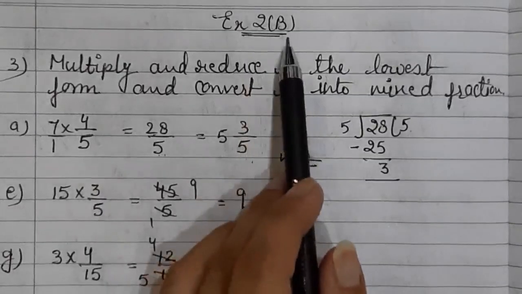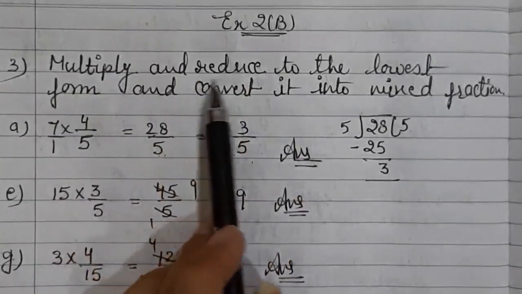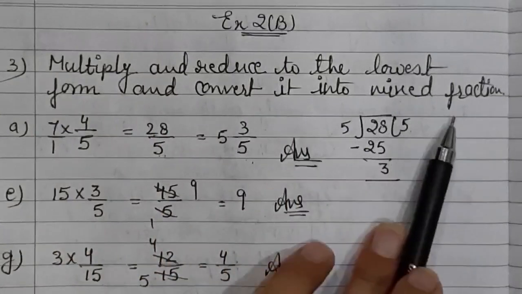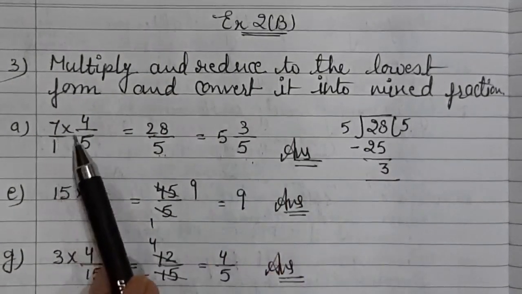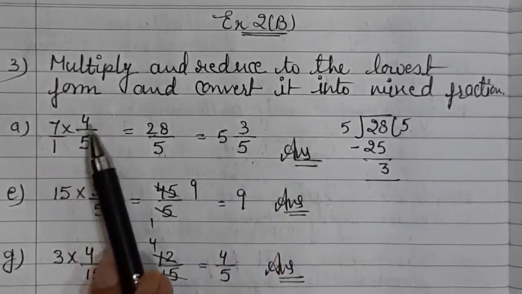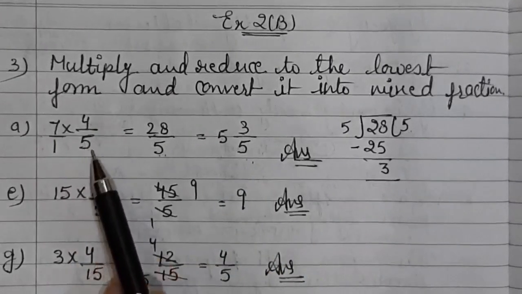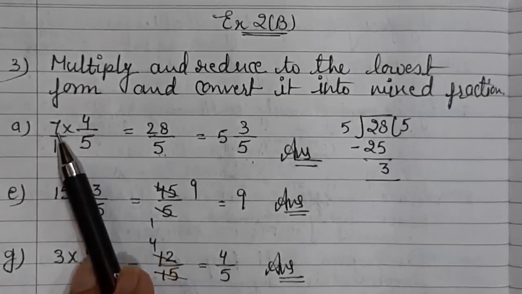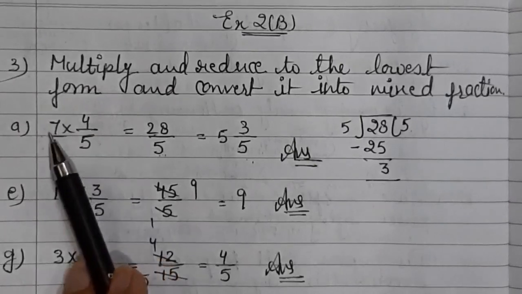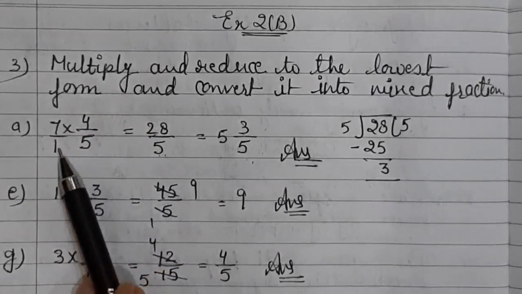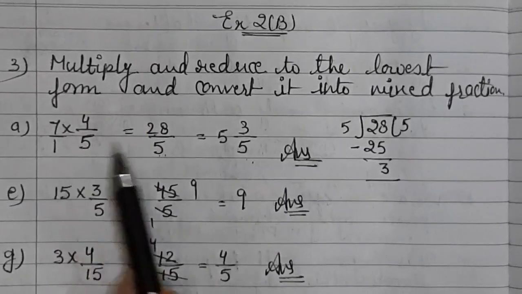Come to exercise 2b, third numerical. Multiply and reduce to the lowest form and convert it into mixed fraction. The question is 7 into 4 by 5. 7 is a whole number which we have to multiply by fraction 4 by 5, right? So in that case we have to multiply this whole number with the numerator of this fraction, 7 4s are 28, and the denominator of the fraction with 1. If there is no number, we can write the denominator as 1. So 5 1s are 5.